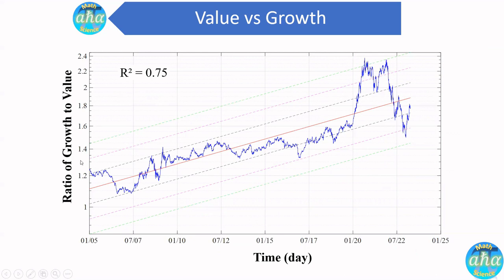So this is the ratio of growth to value. As this ratio is increasing, it means growth is outperforming value more and more. But occasionally you can see this outperformance goes out of this straight line too much.